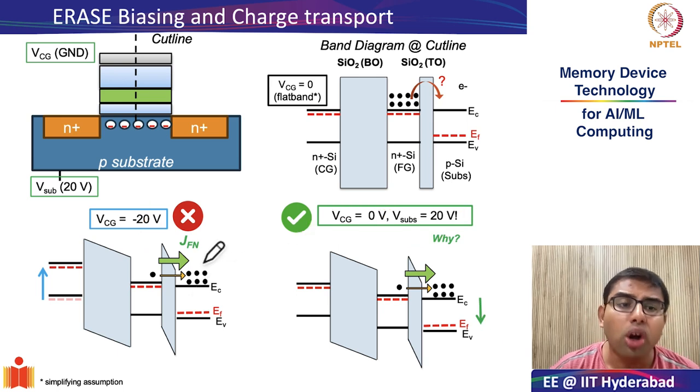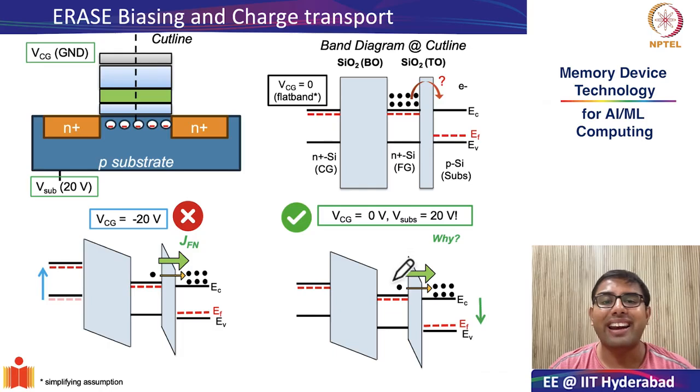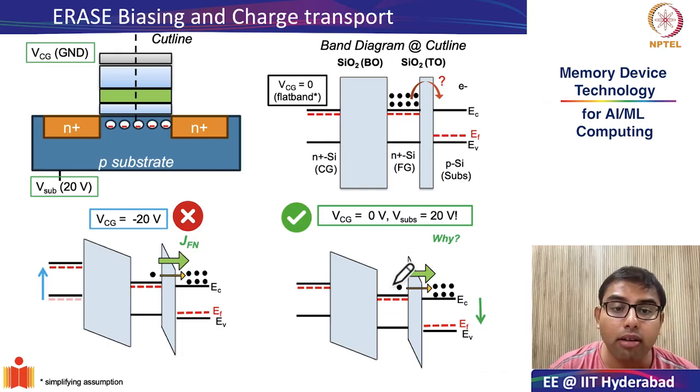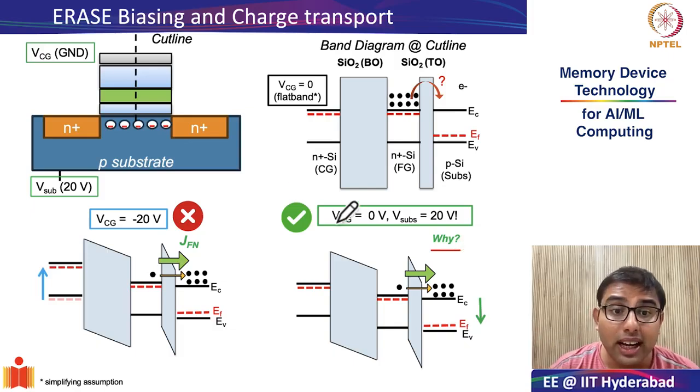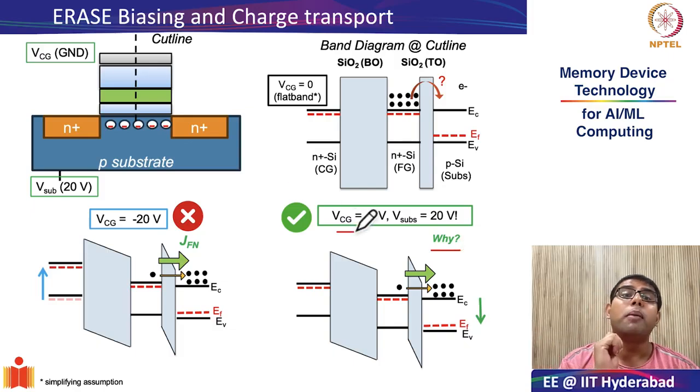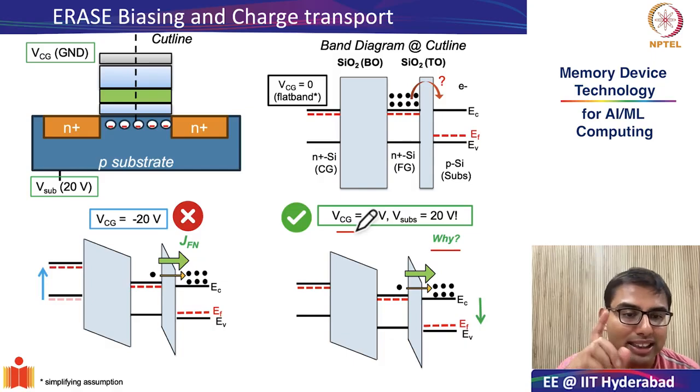This will also cause similar kind of band bending, which will result in the flushing out of electrons from your floating gate into your channel through Fowler-Nordheim tunneling. Now the question is, why is this done? In the program operation, the control gate was put to plus 20 volts and the substrate was grounded. Here, why is it reversed in the case of erase? And this is a very important part of flash operation.